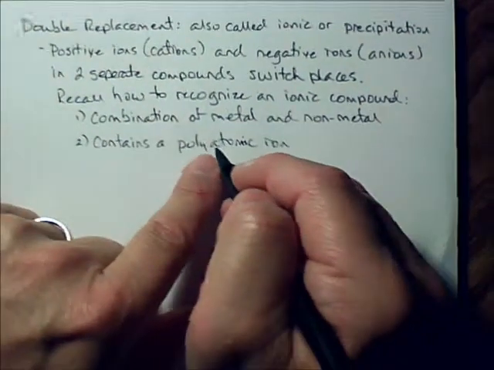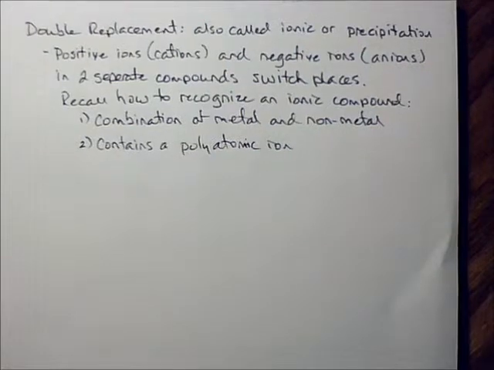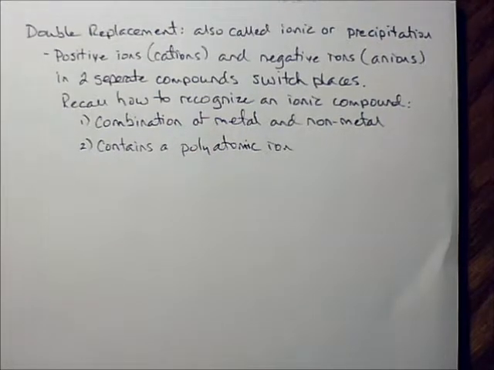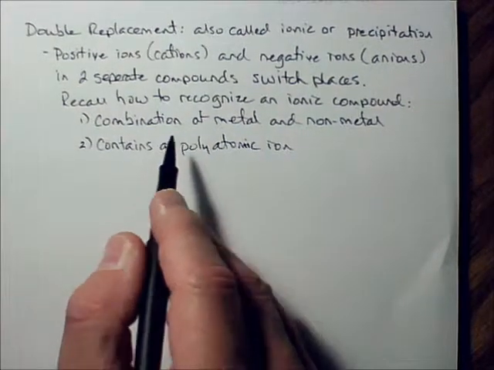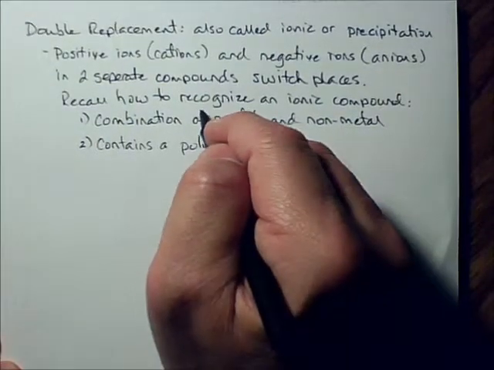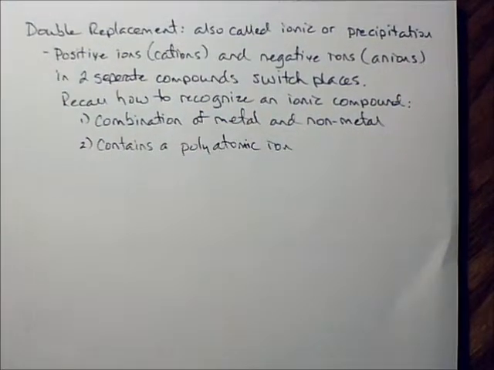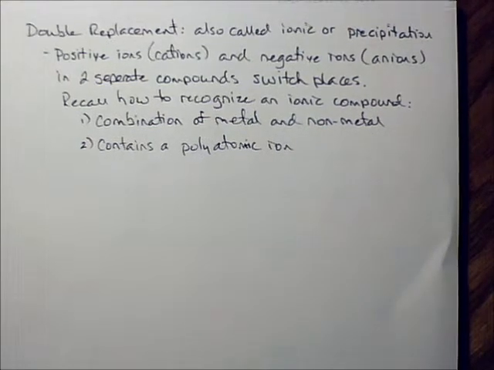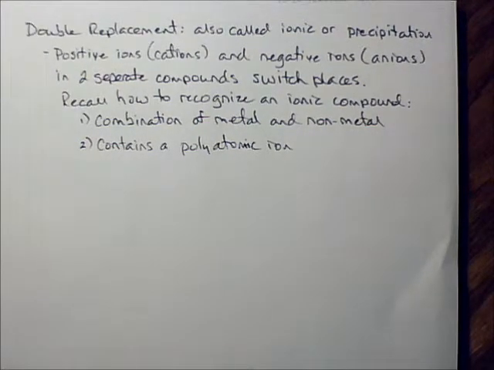And the way we said you do this is if you look at the formula and there's more than 2 elements in the formula, you immediately go to the common ions list and see if you can find a matching polyatomic ion. Combination of metal and nonmetal. Okay.